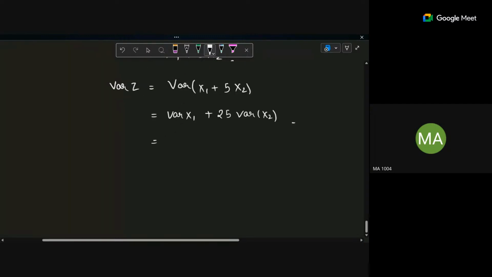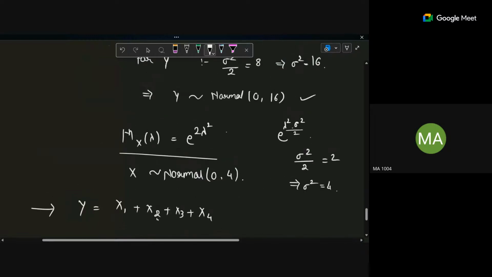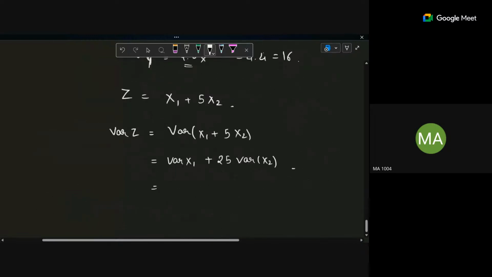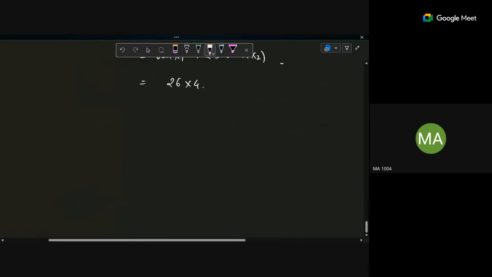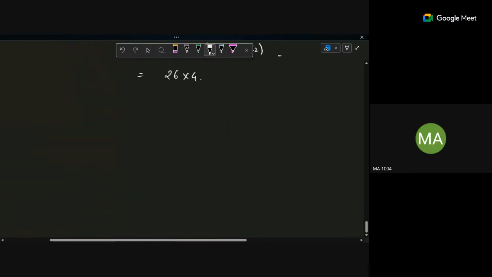That's it. Sigma variance of xi is given to us, right? 4. So it's 26 times 4. That's it. Okay. Ma'am, can I ask one question, a general question? Yeah, go ahead. Just scroll up a little bit.